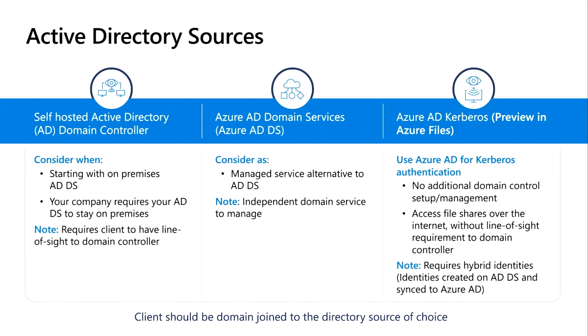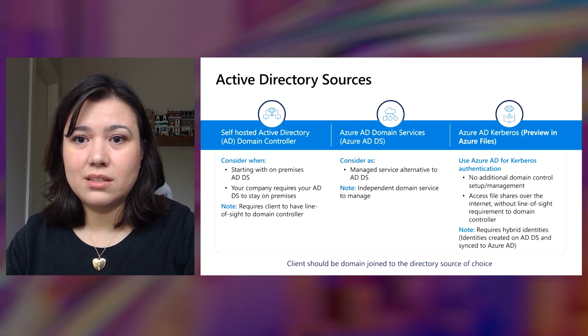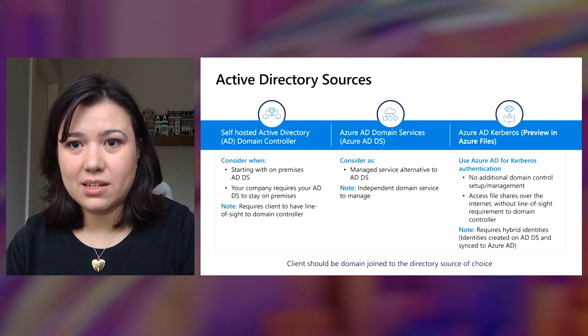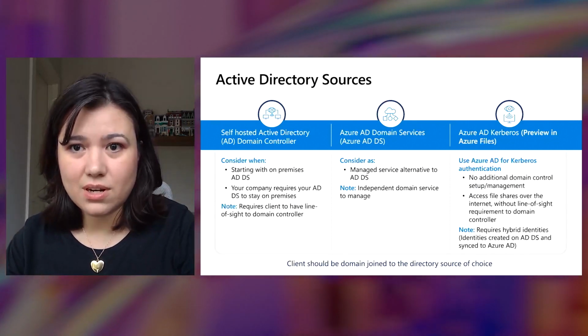For Azure Virtual Desktop, there are 3 Azure Active Directory sources you can pick from. First up is self-hosted Active Directory Controller. The second one is Azure Active Directory Domain Services. And the last one, which we have a latest announcement at, is Azure Active Directory Kerberos Authentication. So the differences are, in general, about which domain you're joining from your client machine and what you have line of sight to, and whether you want to manage your own resources or not.